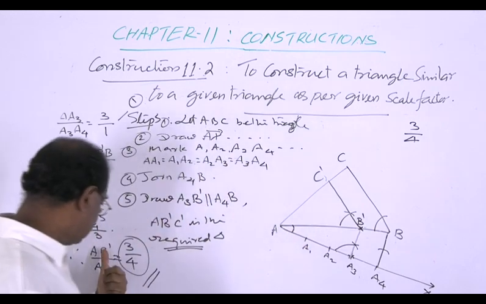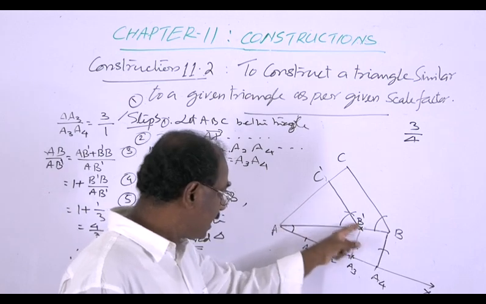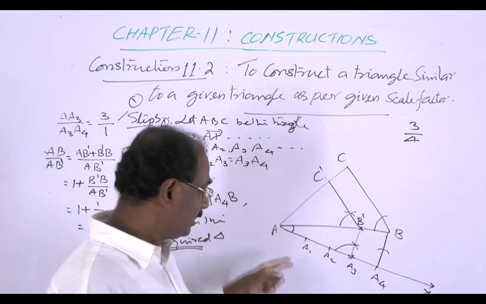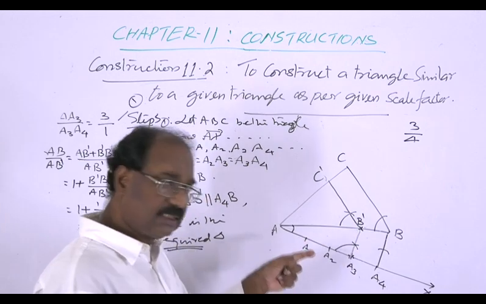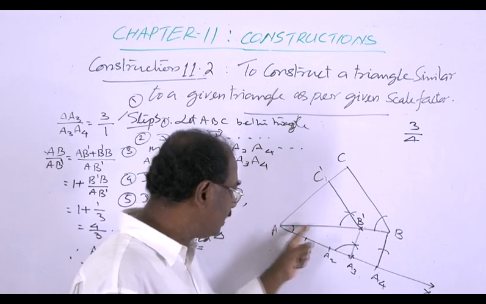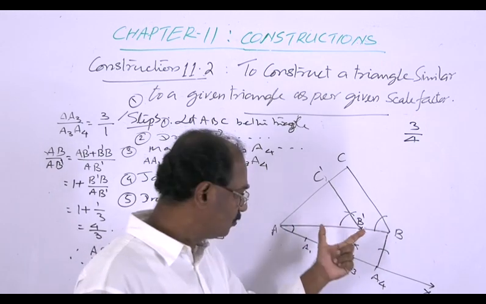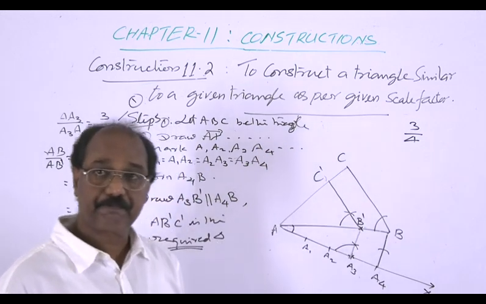That is, the new triangle is AB dash C. This AB dash is one side of this triangle. The corresponding side of the other triangle is AB. So AB dash by AB is equal to 3 by 4. So for this side it is okay. The ratio is okay. Scale factor is okay.